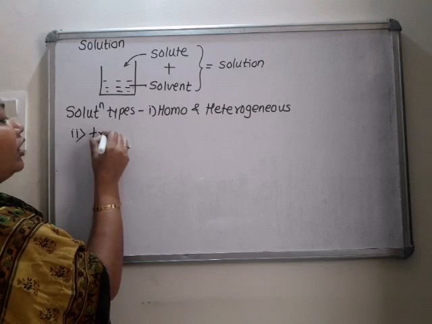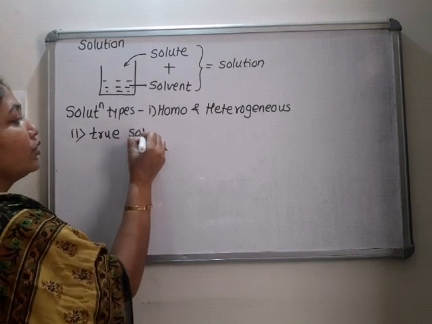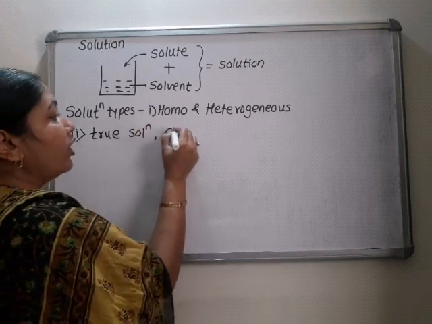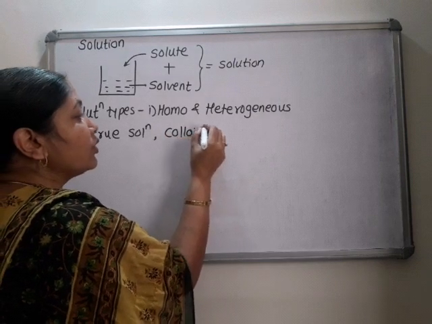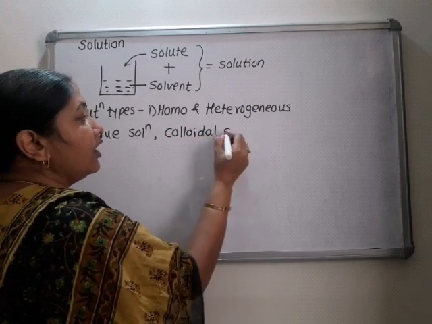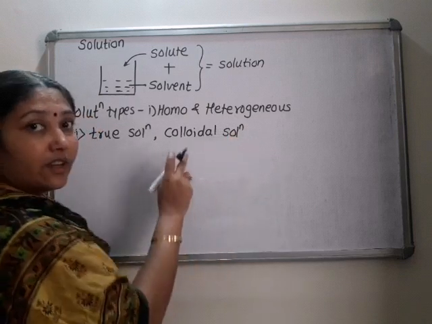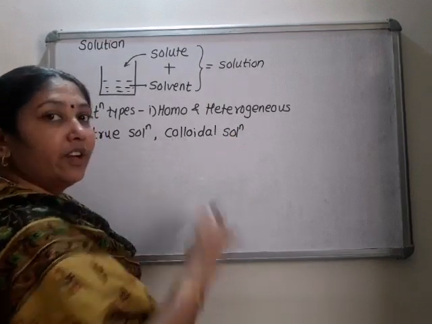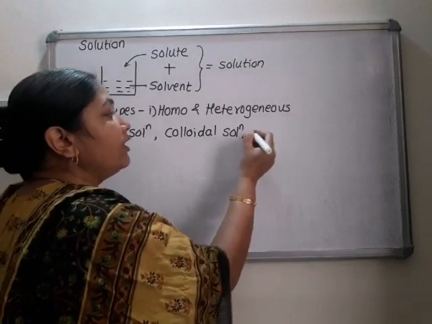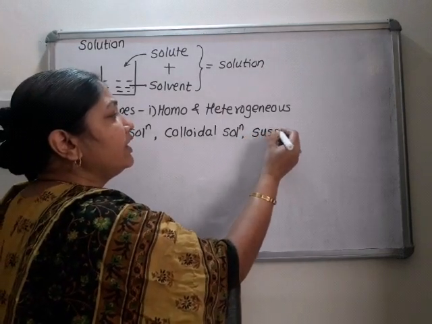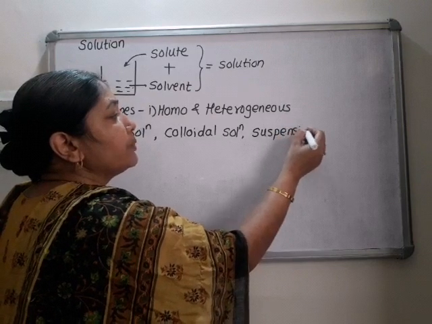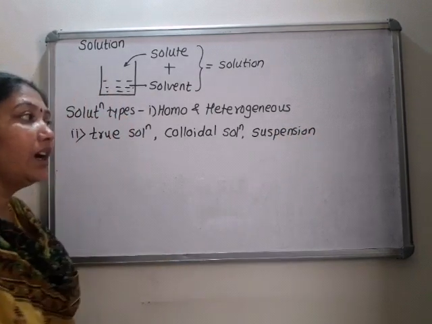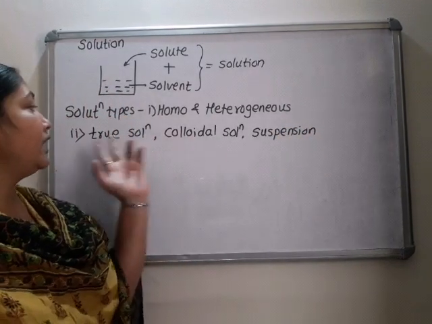Here we call true solution. One more is there, we call it colloidal solution. We studied this last year. Different colloids, isn't it? Surface chemistry. Sol, gel, emulsion. These are different colloidal solutions. And one more, but it was not given in our syllabus, that is suspension. Depending upon particle size.